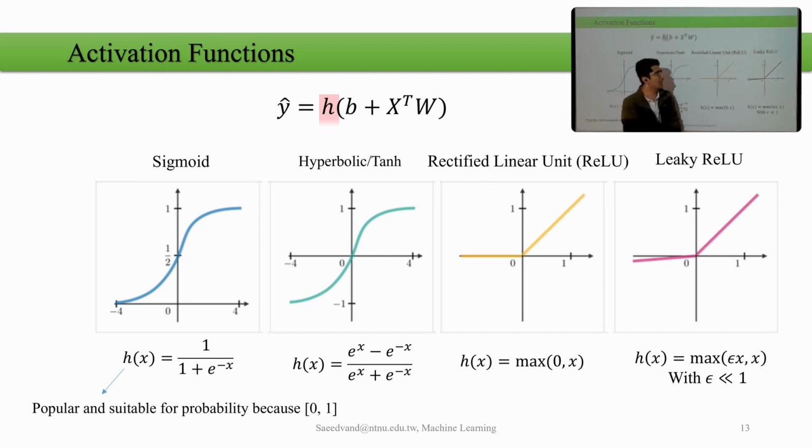On the other hand, we have leaky ReLU. Leaky ReLU is a little bit different than ReLU, because it allows some value for negative inputs. You can see that it does not make everything 0. It still allows some negative value to go through the network that we have.